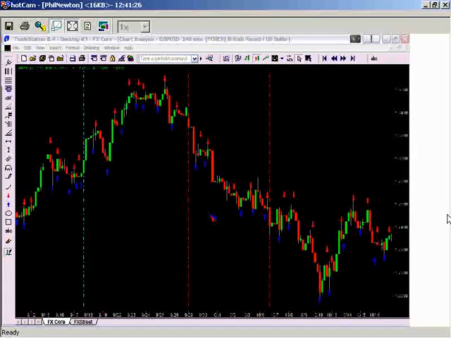Is it in an uptrend? Is it in a downtrend? Or is it range bound? It's a really good exercise to do. It's what I suggest all my students to do. That's one thing to do.